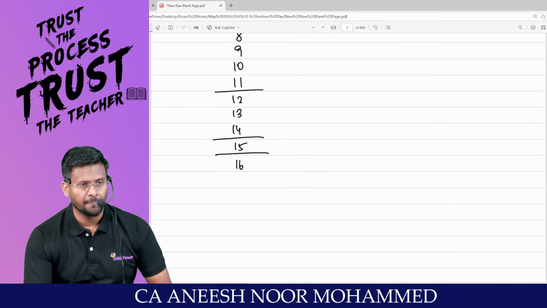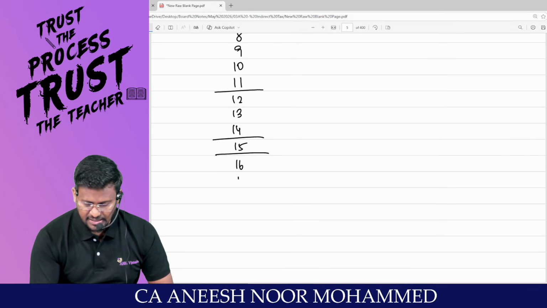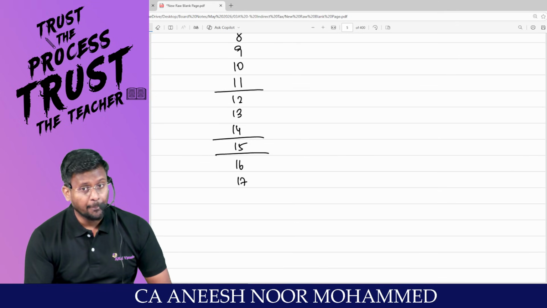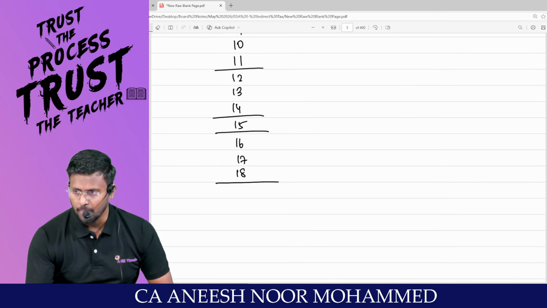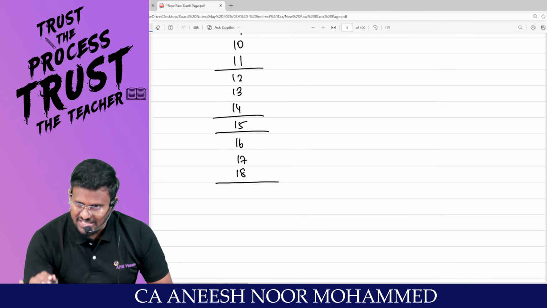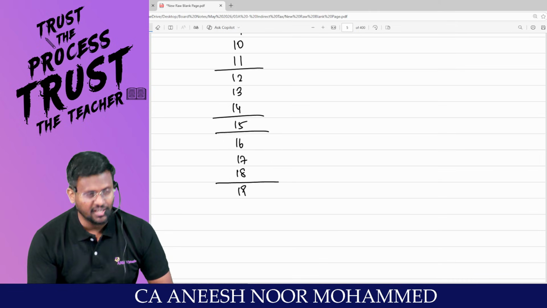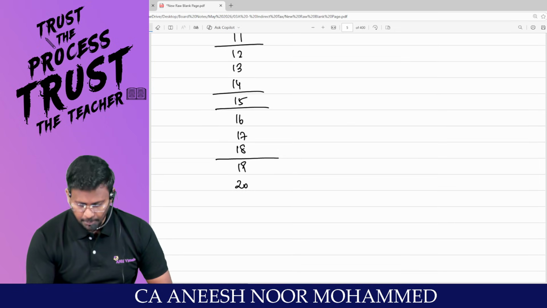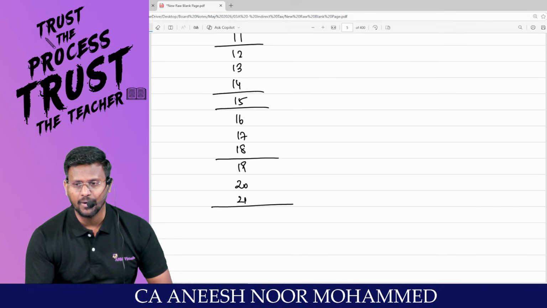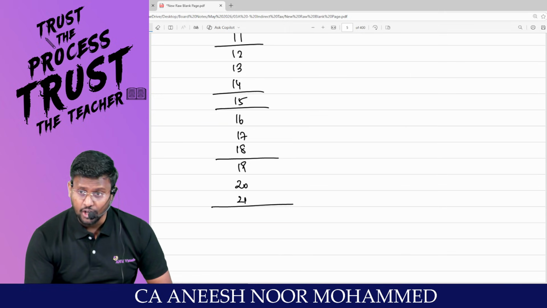Section 16. Basic section for ITC. Section 17. Apportionment and blocked credit. Section 18. ITC in special cases. Section 19. ITC and job work provisions. Section 20. Input service distributor. Section 21. Manner of recovery of excess credit.